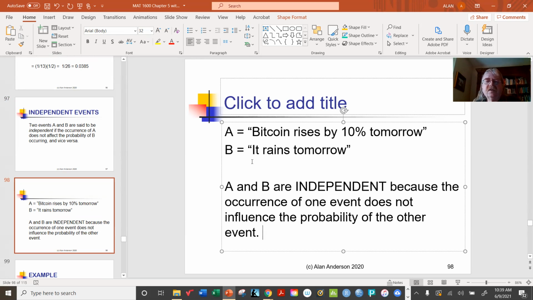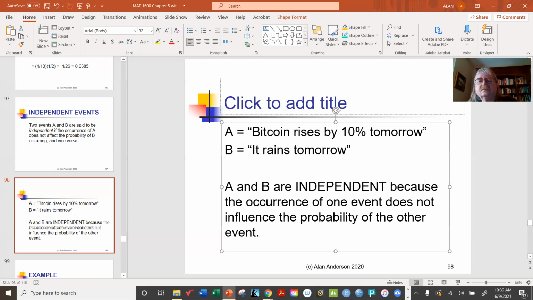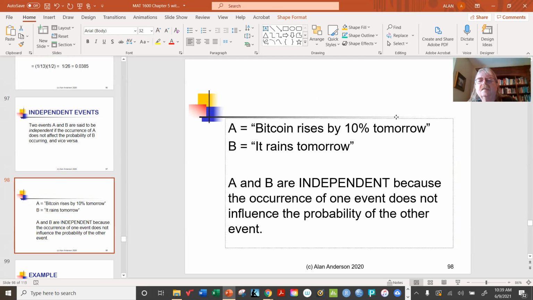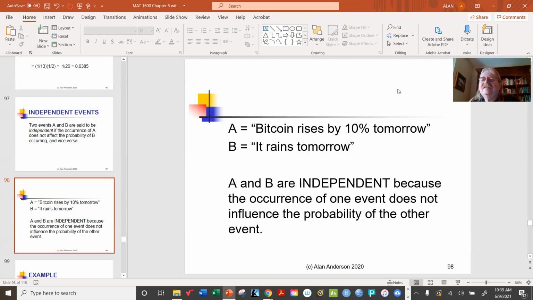In other words, think of it as two things that are completely unrelated to each other. This is the best example I could think of off the top of my head, but it just means two things that are unrelated to each other. Now here, though, we need a much more formal definition to prove or disprove whether or not two events are independent.